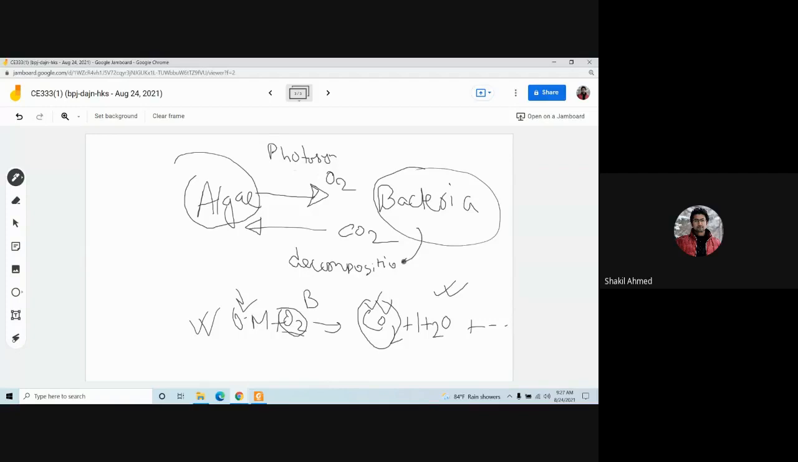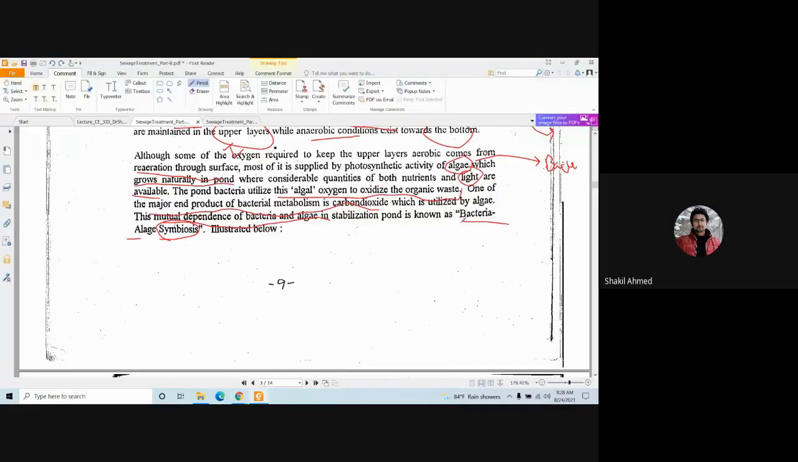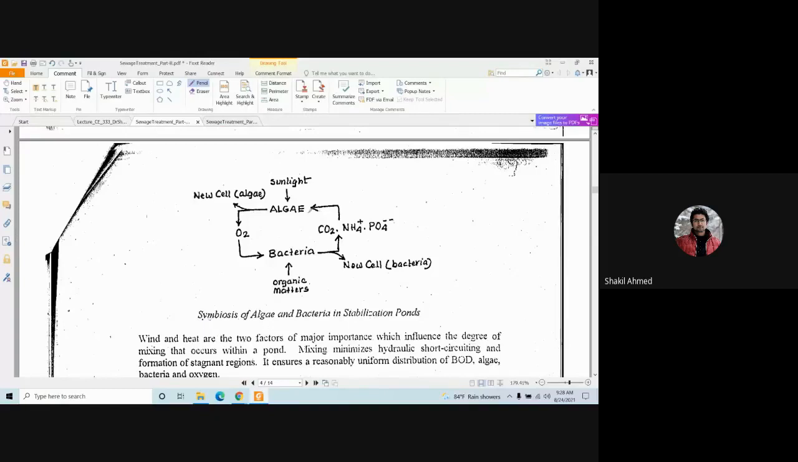So bacteria do decomposition, algae do photosynthesis. So there is a symbiosis. It is a mutual relationship. Both are benefited by this process. Am I right? Yes, sir. So this is called bacteria-algae symbiosis.